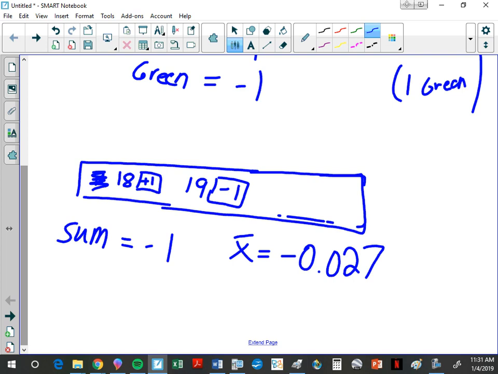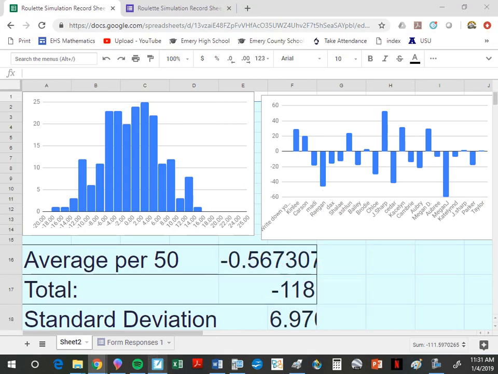So let's times that by 50. 0.027 times 50 is 1.35. So the average per 50 should have been 1.35. Okay, now we're a little less than half. So I don't think this roulette simulator is accurate. We were more than half off.